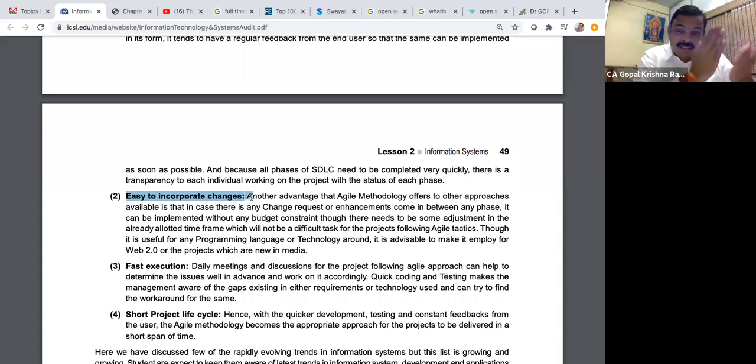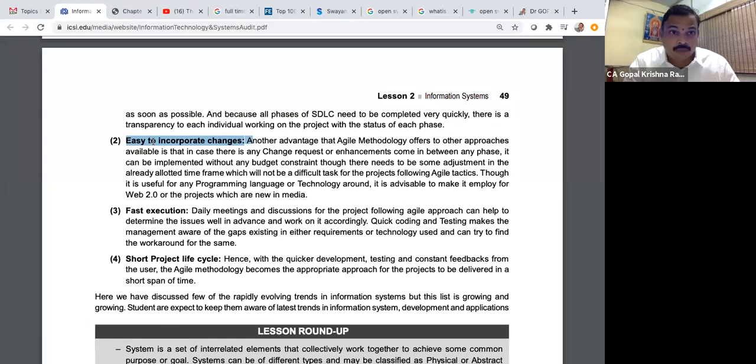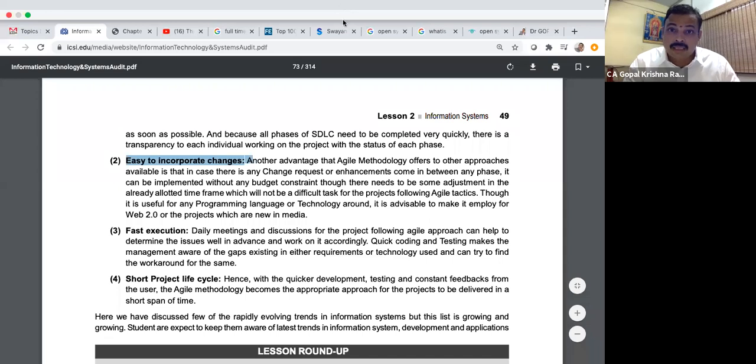So that is agile technology. Make every component separate. It's like a robot. One component is gone, you remove that hand alone, bring a new hand and then attach it. That's all, agile technology. Easy to do, fast execution, shorter project life cycle. Okay. That's agility, guys. That's agility.